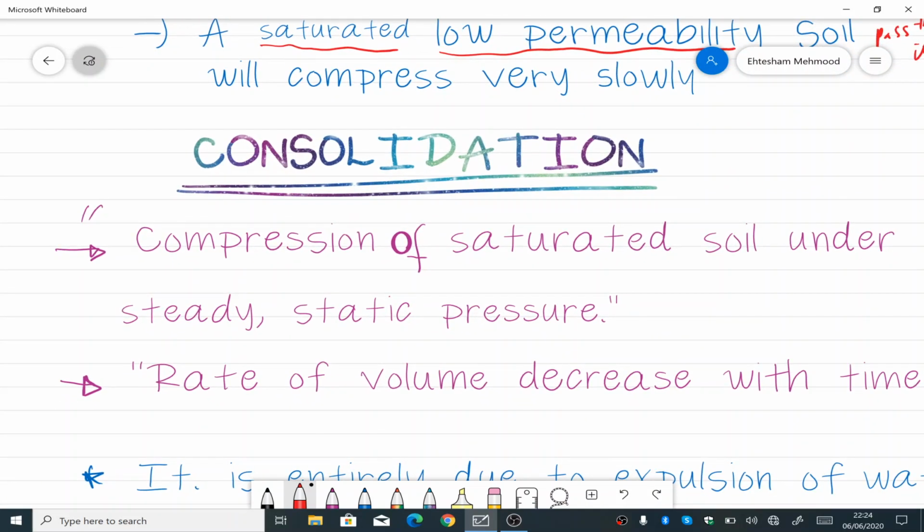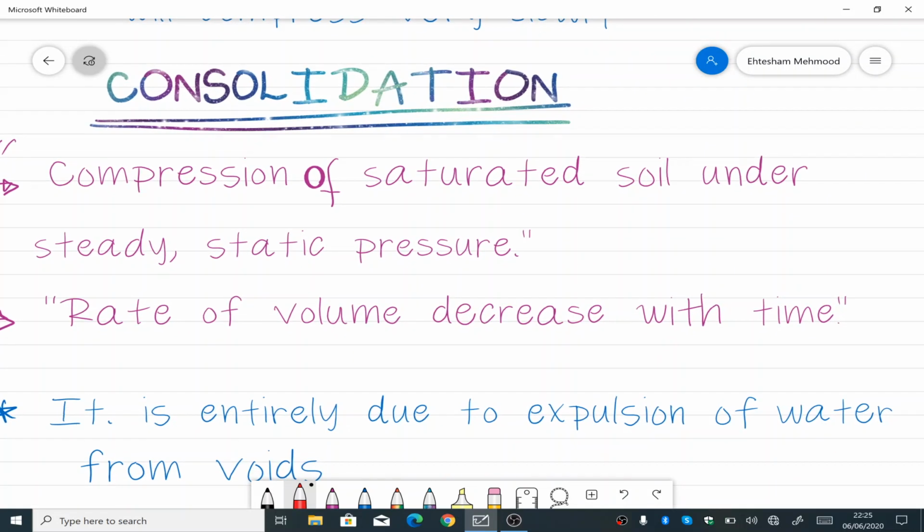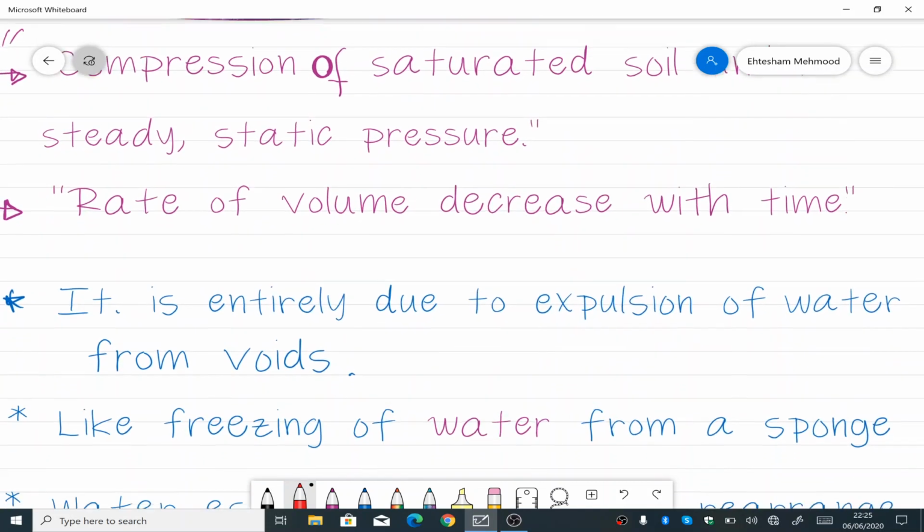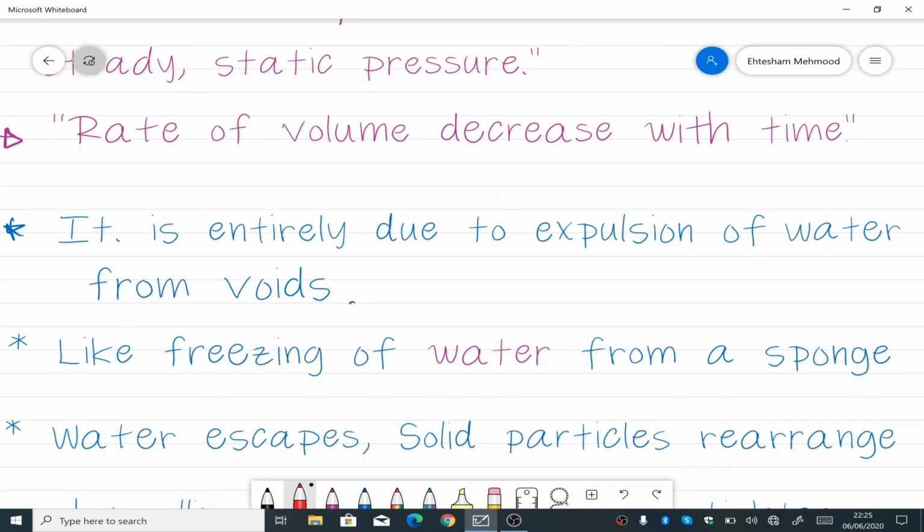Consolidation is our main topic for today's lecture. Compression of saturated soil under static pressure is called consolidation, or in simpler terms, the rate of volume decrease with time. It is entirely due to the expulsion of water from the voids, as we've already seen in the causes of compressibility of the soil.